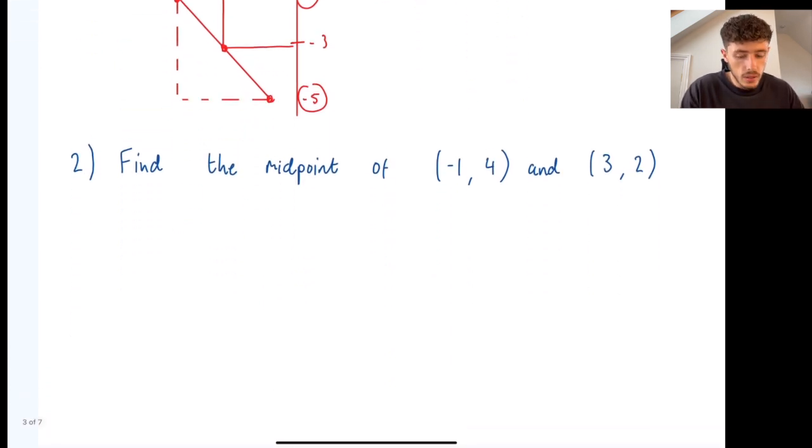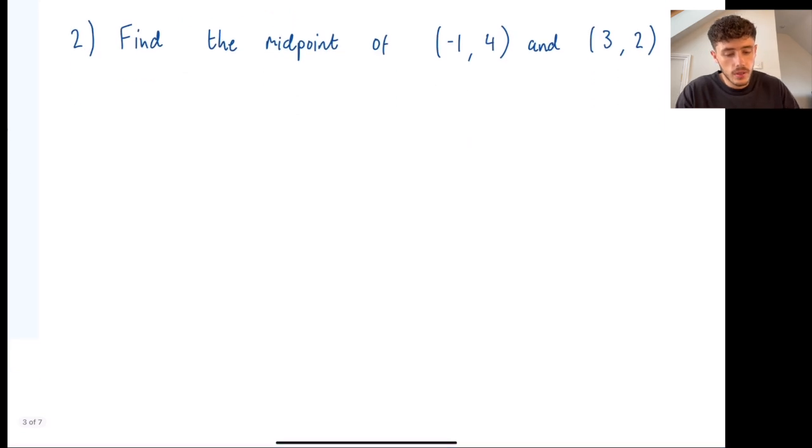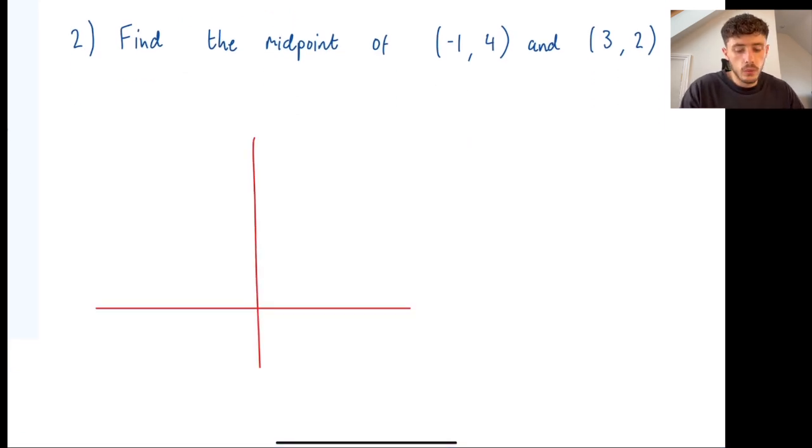Moving on to the second question, very similar concept, just different numbers. If we draw out that axis again and label on the coordinates, we have -1, 4, which is around about there, and 3, 2, which we can say is there. So again, here is our triangle and the labelled coordinates.